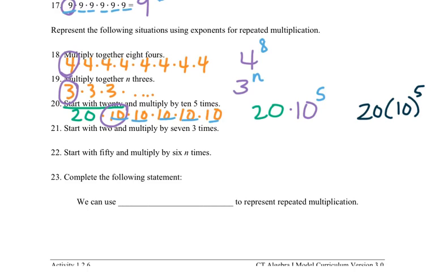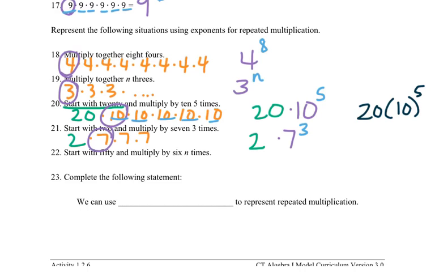All right, number 21, start with 2 and multiply by 7 3 times. Alright, so we're starting with a 2, we're multiplying by a base of 7, and the number of times we're doing that is 3 times.